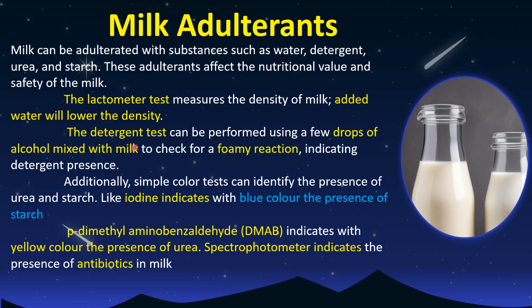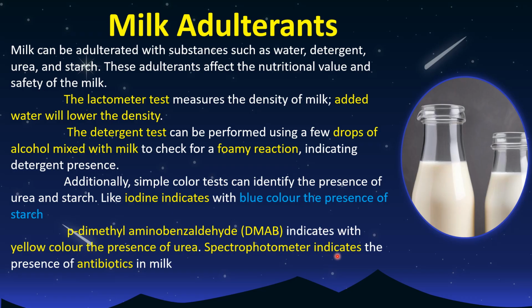The next adulterant that can be present in milk will be detergent. If we add alcohol, froth will come, like a foamy reaction, so we can understand that detergent is there. Apart from this, starch and urea can also be there. Starch presence can be indicated by iodine. Iodine with starch will give blue color.